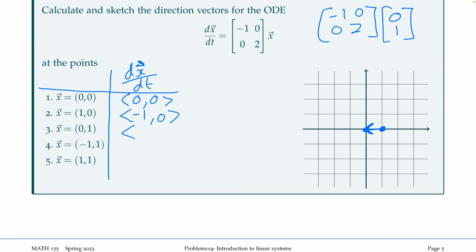In this case here, we'll have a vector (0, 2). So if we start at the point (0, 1), so that's this point here, we're going to move 0 units left or right and 2 units up. So we have an arrow that looks like this.